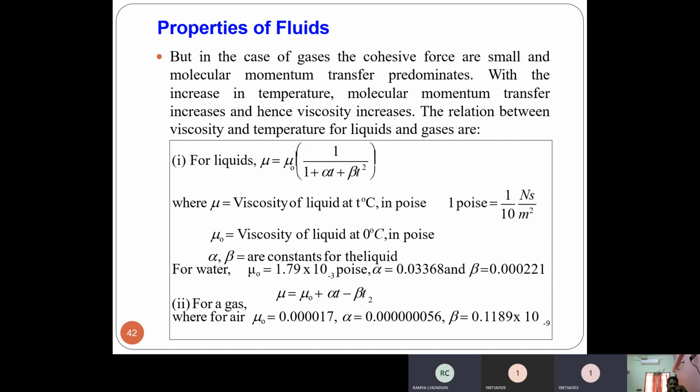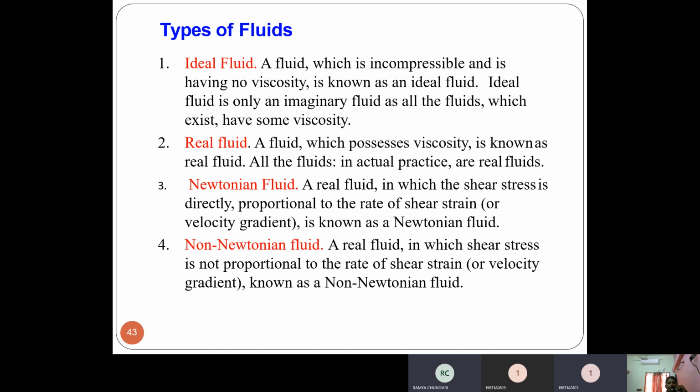Next, go to the next slide. Types of fluids. There are five types of fluids. What are they? Ideal fluid, real fluid, Newtonian fluid, non-Newtonian fluid, and ideal plastic fluid. These terms can be seen in a coming slide. What is meant by ideal fluid? A fluid which is incompressible and has no viscosity, or simply an inviscid and incompressible fluid, is called an ideal fluid.